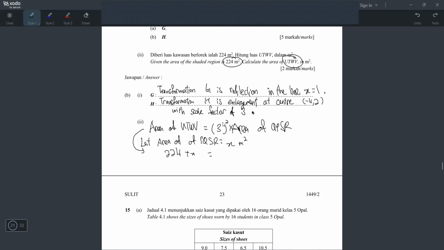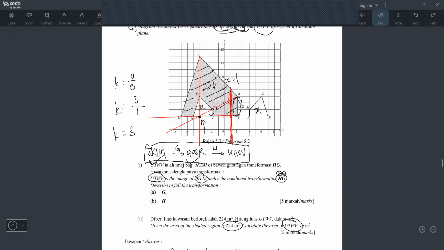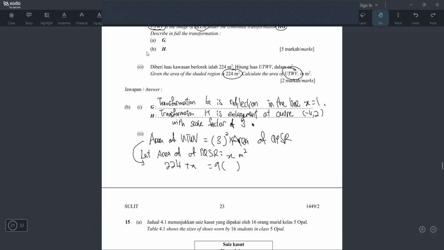Okay. And then 3 square is 9 times with area of QPSR. QPSR, I told you already, is X. Okay. But for those who write JKLM on the other side, you can also write X because they are the same. So here you write X. And now I can solve for X. Right? But they want area of UTWV, right? But it's okay. You find X first.